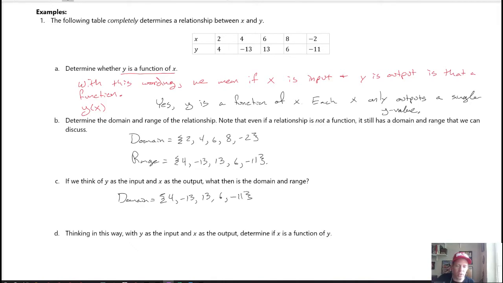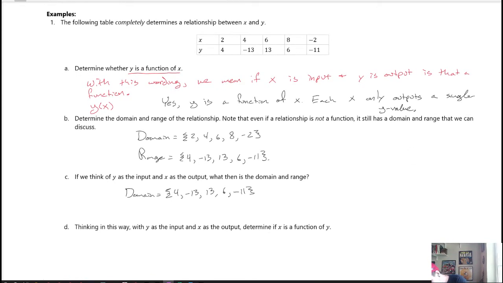I know this is a little backwards from how we're used to thinking of it, but it's perfectly okay to think of it this way. It's just thinking upside down or inside out, backwards. The range then would be the set of outputs, but now we're thinking of x as the output. So that would be the x values, 2, 4, 6, 8, and -2.